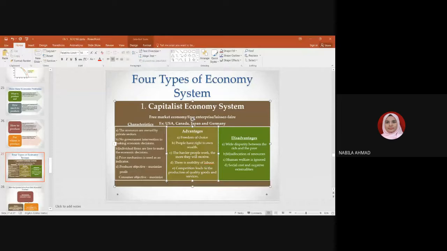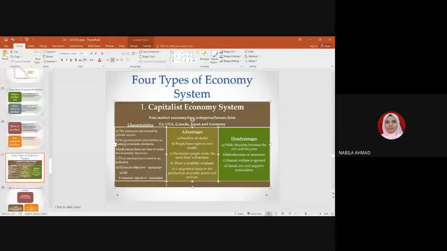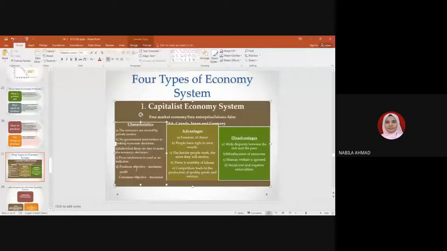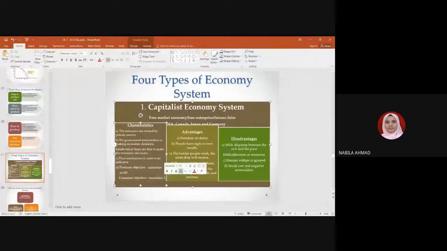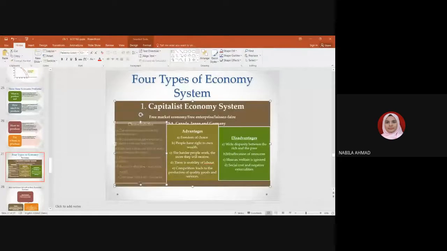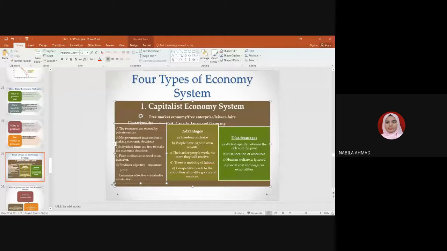Nampak pula ini. Okay, maximize satisfaction. Satisfaction. Okay? Right, so itu karakteristik dia lah.